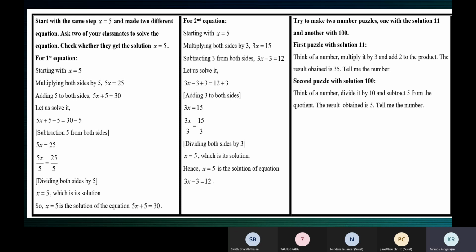The answer is given. Tell me the number should be that answer. So you should construct the puzzle using that answer itself. Tell me the number should be that answer, solution 11 or 100. So when you're framing the puzzle, keep the answer 11 or 100 in your mind and frame the puzzle.